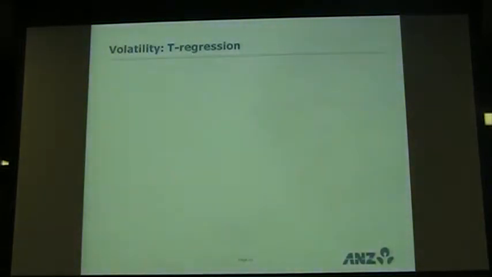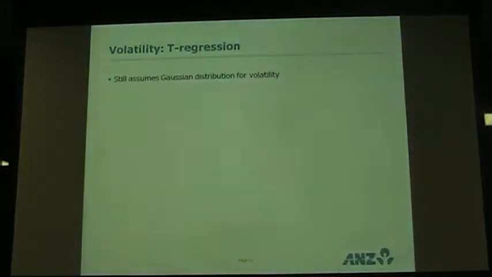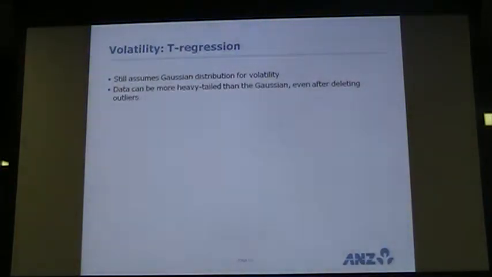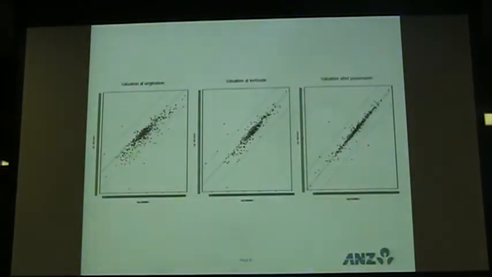But the problem is that I'm still assuming a Gaussian distribution for volatility, and the data can in fact be a lot more heavy-tailed than the Gaussian even after deleting outliers. So if I just go back to this chart, if you look at this one on the right, I'm using the data that's in between those two sort of 45-degree lines to fit my model. So I've actually excluded these points. I think the lines are basically a distance of plus or minus 1 on a log scale. So I'm taking anything that is within 2.8 times the valuation.